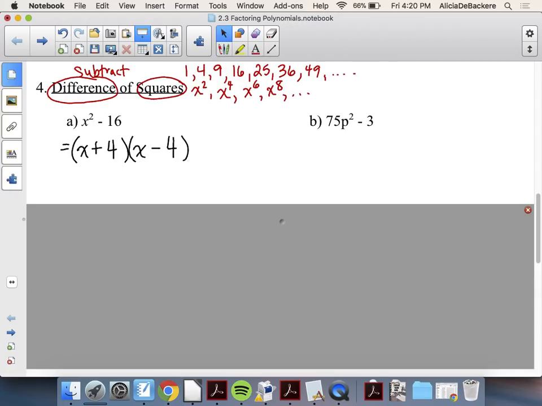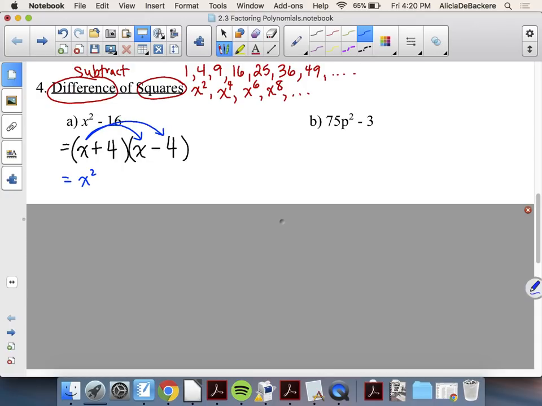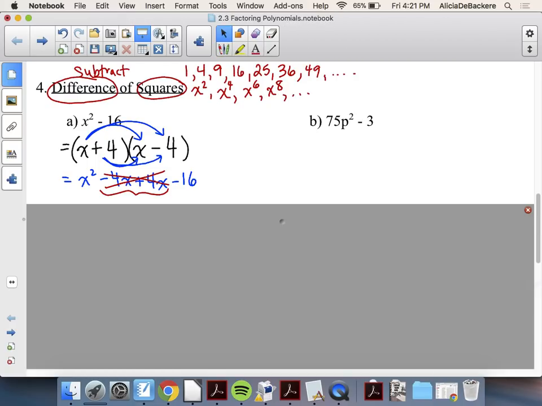Don't forget you can check your work by multiplying this back out. And let's take a look at how does this turn into just two terms. So if I do x times x, I get x squared. X times negative 4, negative 4x. 4 times x, and 4 times negative 4. And what happens with difference of squares is the two middle terms are always going to cancel each other out. So here, my negative 4x plus 4x, that's just 0. And they go away, and I'm left with x squared minus 16, which is what I started with. So I know that my answer is right.